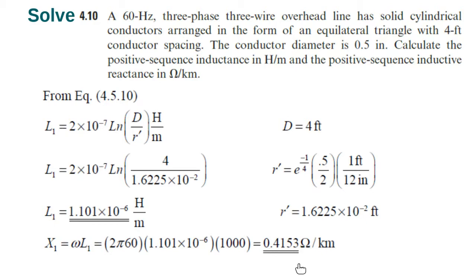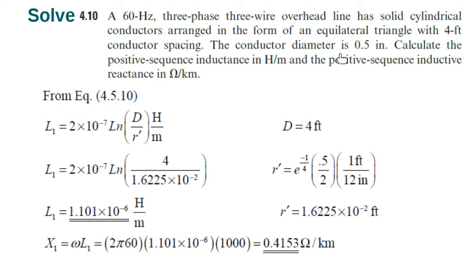Per kilometer. How do we know it's per kilometer? Because it's written here that it's Henry per meter. Henry per meter is given, therefore you can convert it into per kilometer. We just multiply by 1,000 here, as you can see. Okay, so that's the inductance.